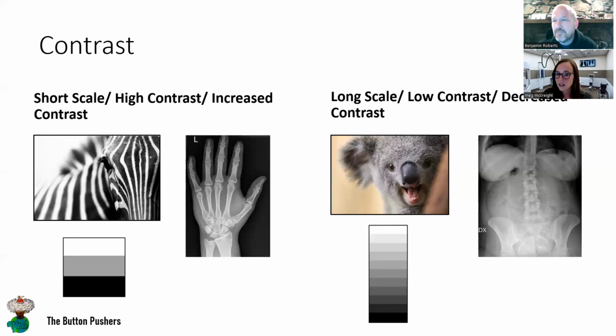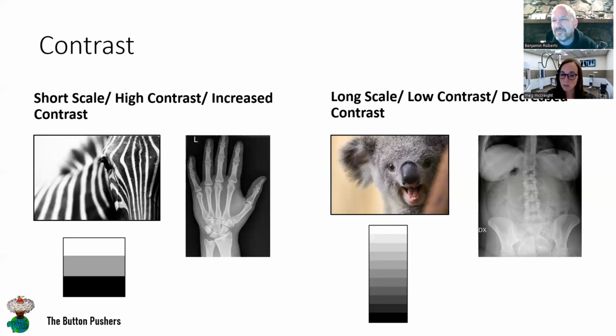However, if you look at our low contrast, long scale, you look at that cute little koala bear, do you notice all of the detail that you can see inside of that koala? All of the little gray fur and hair and stuff? The ability to have more grays is actually providing more information.